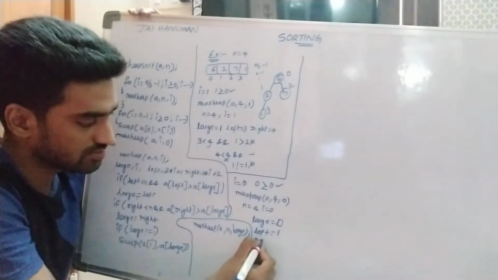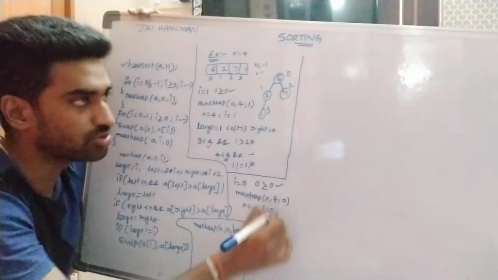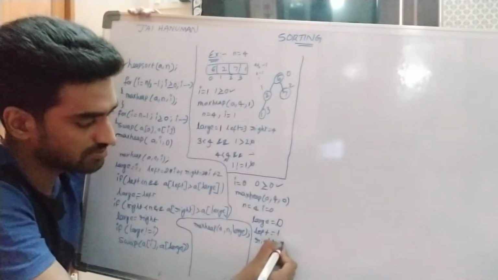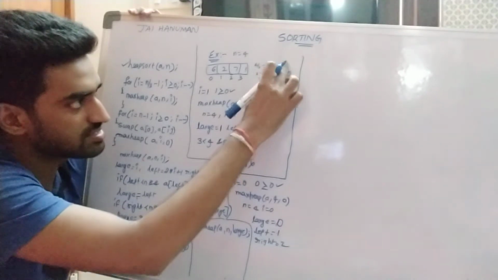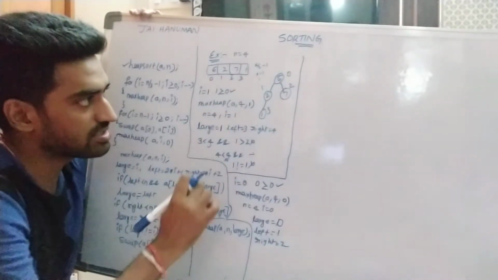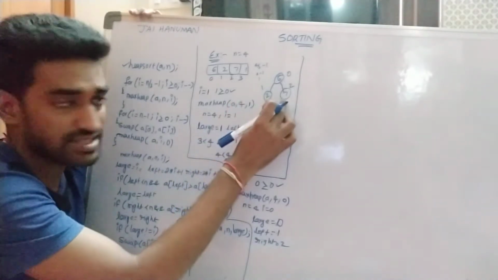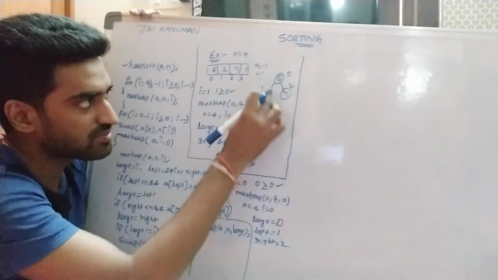Right is 2 into 0 plus 2, which is 2. So this is right. Now large is this one, left is this one, right is this one. Then we are checking the conditions for left as well as right. If any one is true, we can swap those two elements.